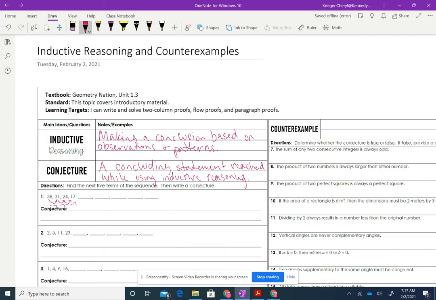So 17 minus 7 is 10, 10 minus 7 is 3, 3 minus 7 is negative 4, negative 4 minus 7 is negative 11, and negative 11 minus 7 is negative 18. So the conclusion, the conjecture, is the concluding statement. So how did we get there? To generate the next term, subtract 7 from the previous term.